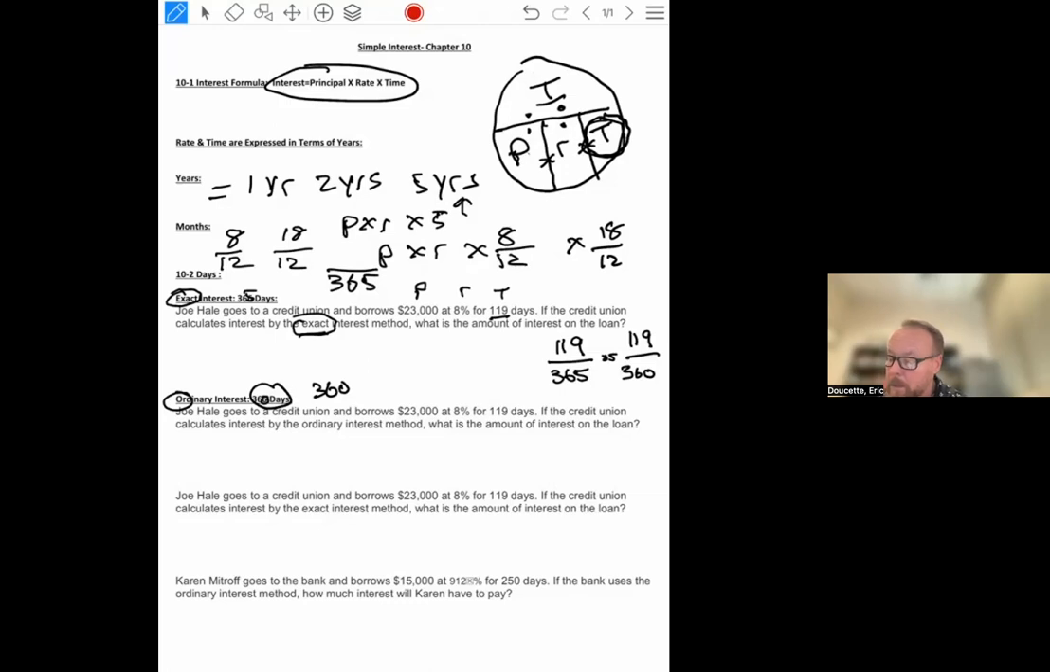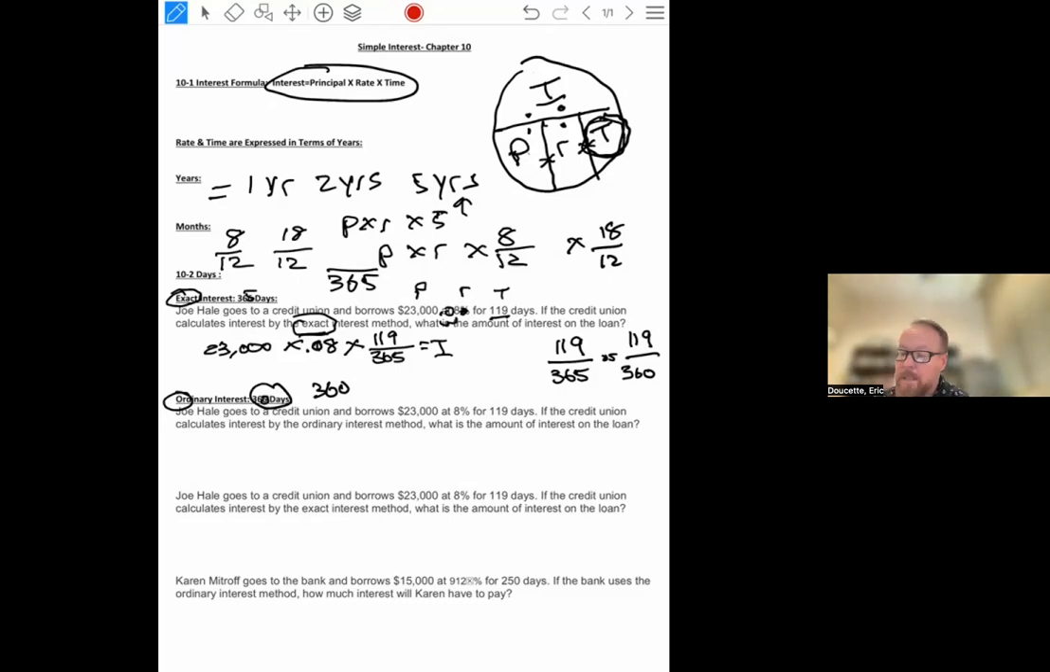So I'm going to take my 23,000. I'm going to multiply it by 0.08. That's 8%. Remember, to do a percentage, you just get rid of the percent and then move the decimal point over. So 8% becomes 0.08 decimal. 0.08 times 119 days divided by the exact interest method, 365. And what I'm going to get is my interest out of that calculation.